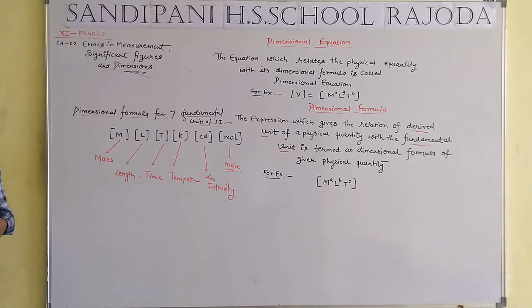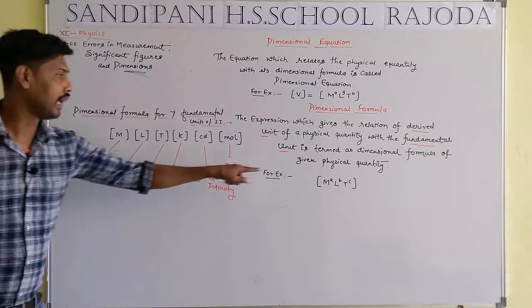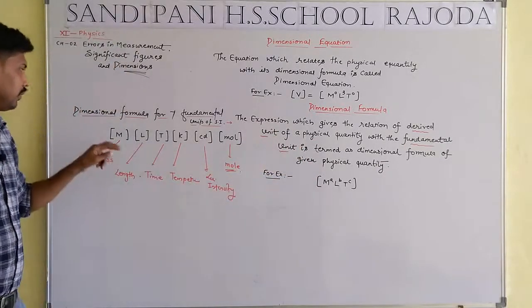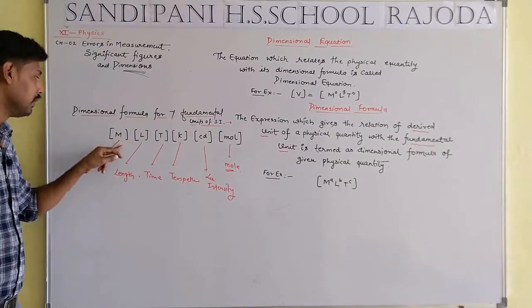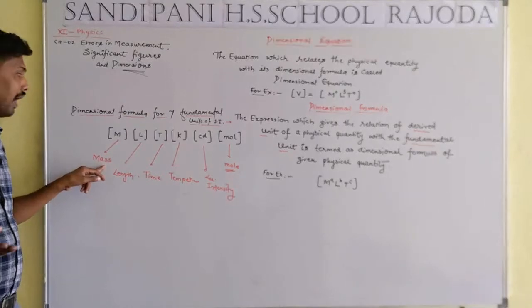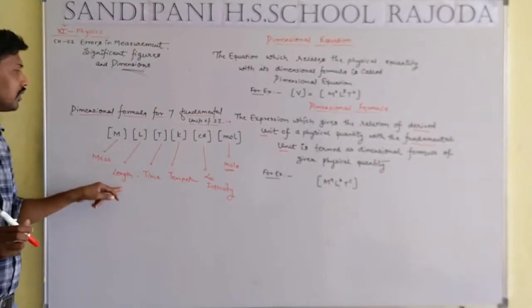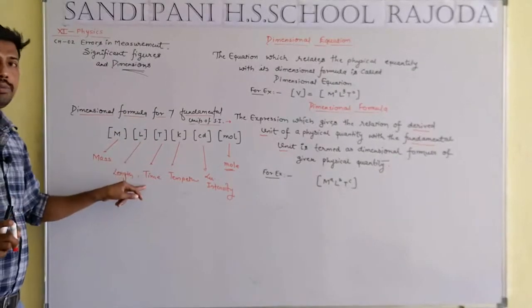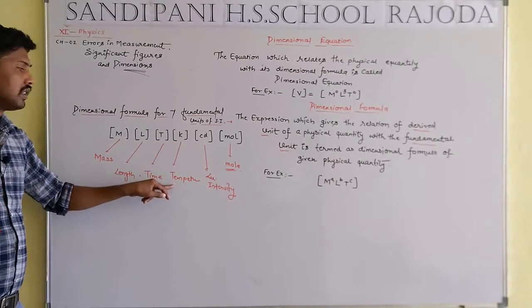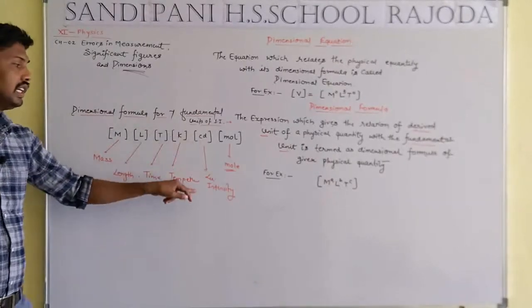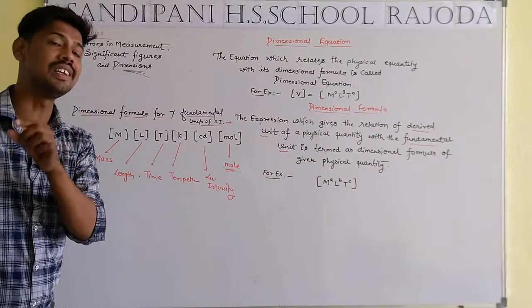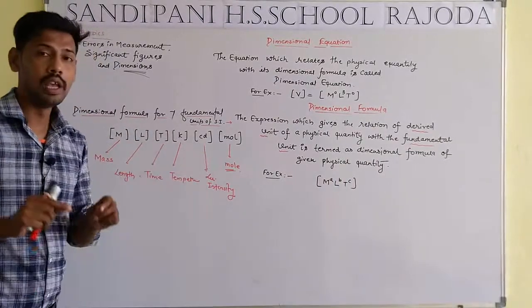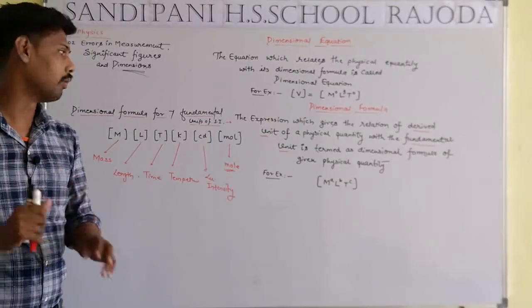So in the dimensional formula we generally take M, L, T, but we also introduce K, CD and mole. M means a representation for mass, L for length, T for time, K for temperature, small c small d means luminous intensity, and MOL is the short form of mole.